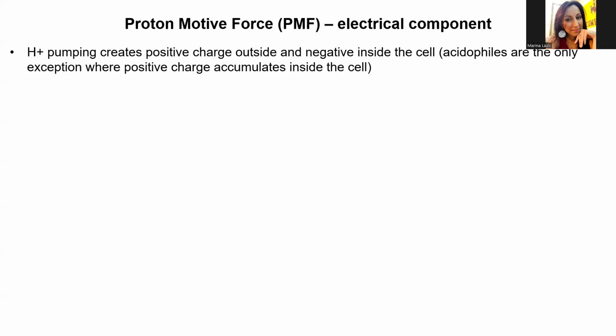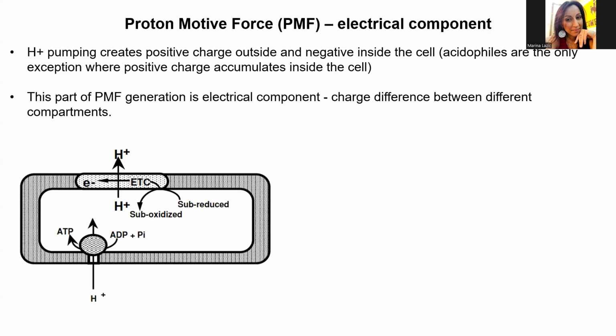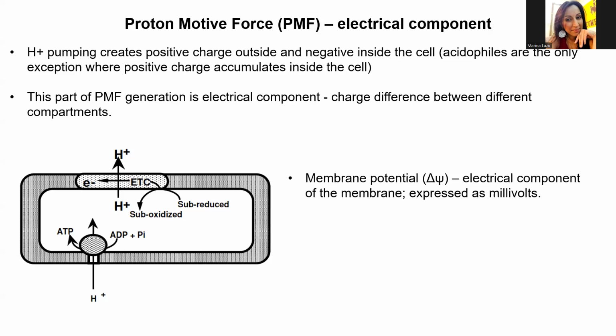So this part of proton motive force is called the electrical component, and the electrical component refers to the charge difference between outside and inside of the cell. So outside will be positive, inside will be negative. That proton gradient, positive-negative gradient, will be used to create ATP. In terms of the electrical component, we have a new term called membrane potential, and this is delta psi, where delta stands for the change.